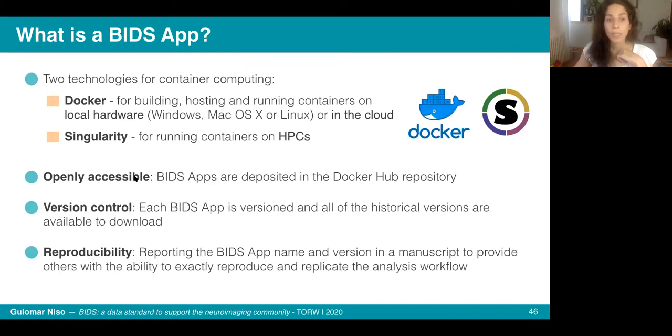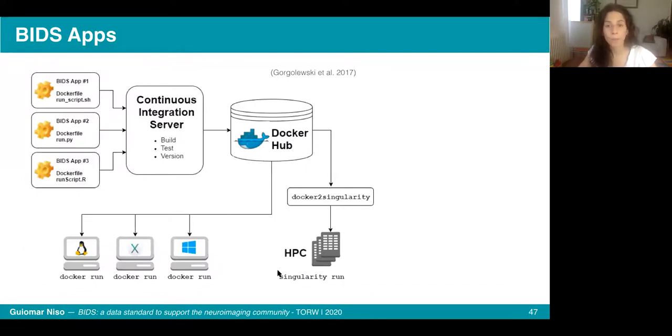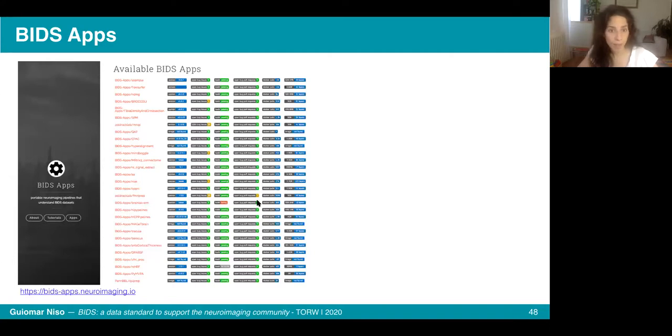So they are openly accessible, deposited in the Docker Hub repository. We have version control. Each BIDS app is versioned, and all of the historical versions are available to download. And really important, reporting the BIDS app name and version in a manuscript can provide others with the ability to exactly reproduce and replicate the analysis workflow. So I think this is really a cool part of BIDS too. So these are all the available BIDS apps.